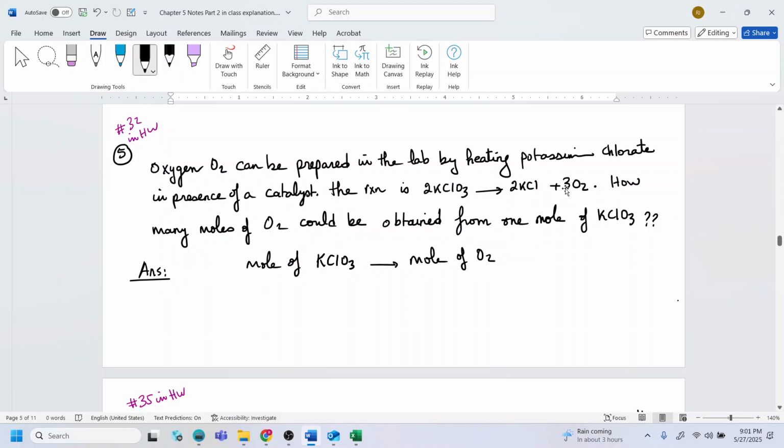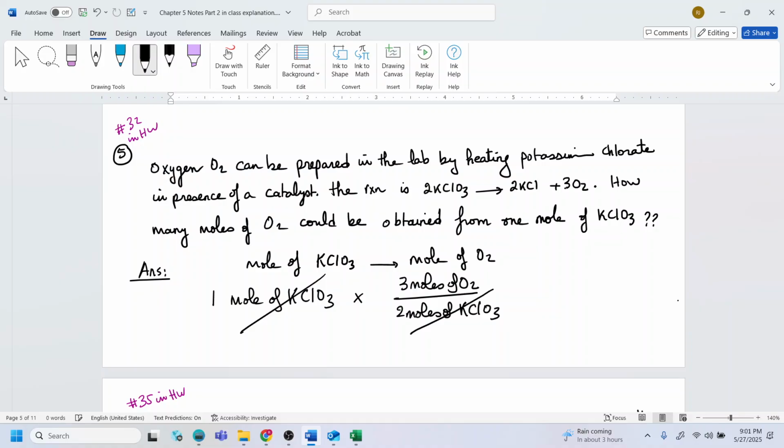So now let's go ahead and build the relationship in there. We need to cancel the moles of the potassium chlorate. So if I start with 1 mole of potassium chlorate, because I want to cancel the moles of the potassium chlorate, right? I want to do a relationship in there. So for every 2 moles of potassium chlorate, I am forming 3 moles of oxygen in there. So I can cancel those out, and then I'm going to end up having 1.5 moles of oxygen.